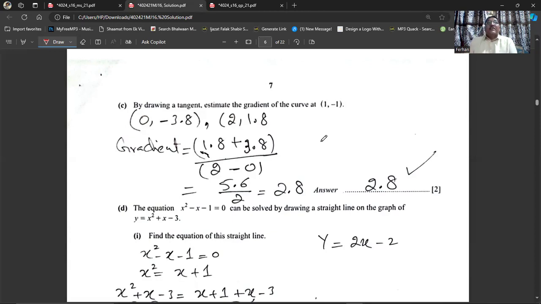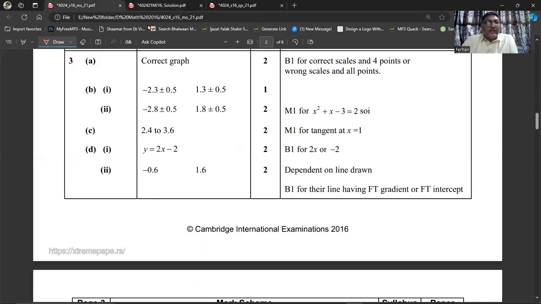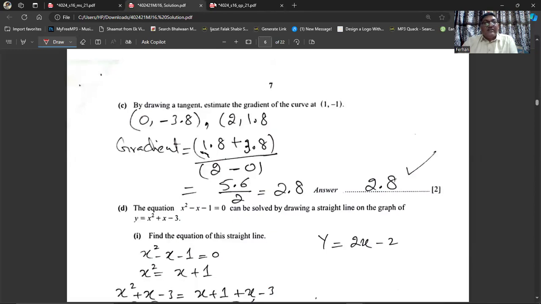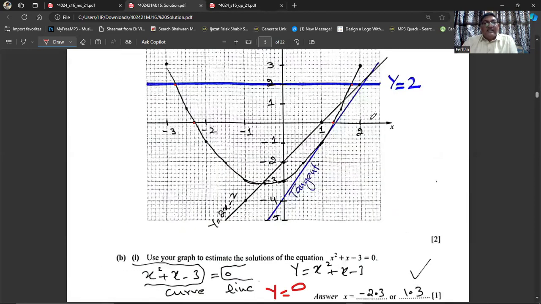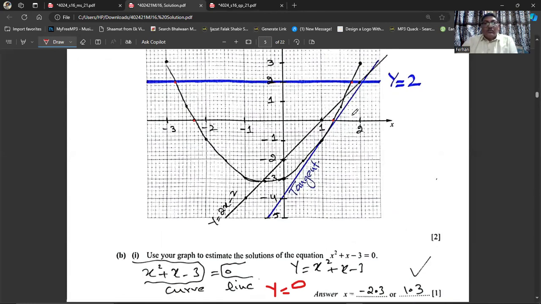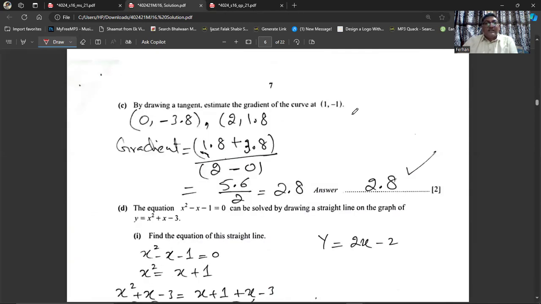Whatever is the gradient of the tangent, the same is the gradient of the curve at that point. So the gradient is approximately 2.8. They say the gradient will be from 2.4 to 3.6. So our answer is right. This is how this is done. Can you see this blue line? This blue line is that tangent. So we are going to the next part.